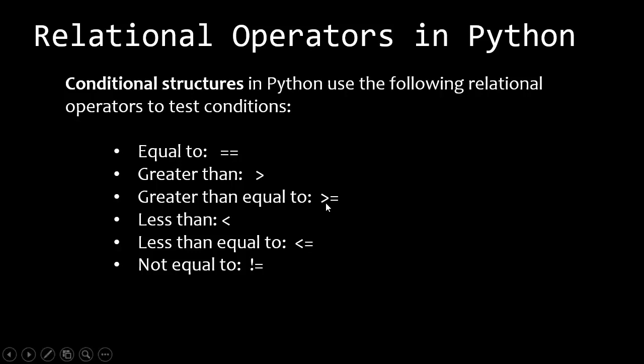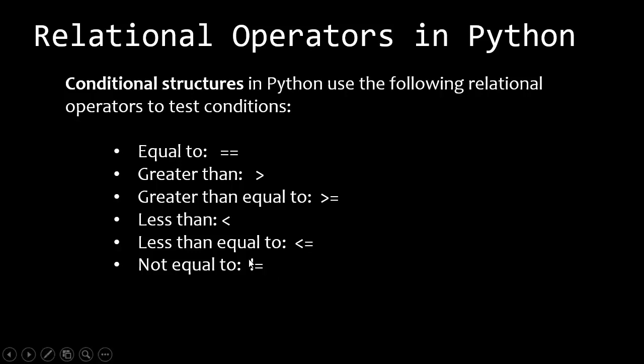Greater than or equal to, less than or equal to, those are all pretty similar to what you probably already know. The other one that might be a little bit different is not equal to. In previous courses, you may have seen a less than, greater than sign back to back representing not equal to.